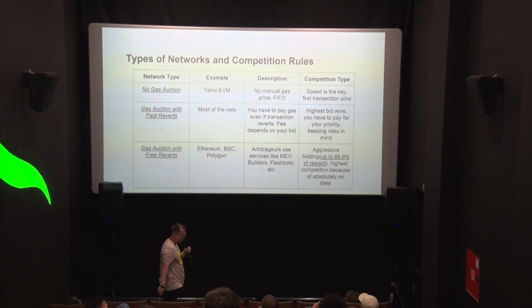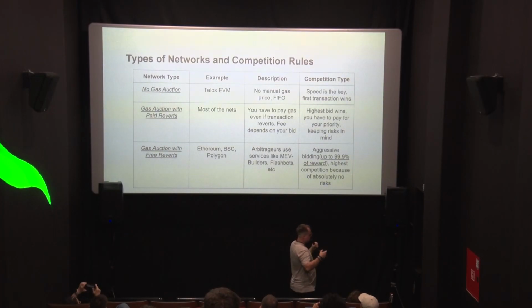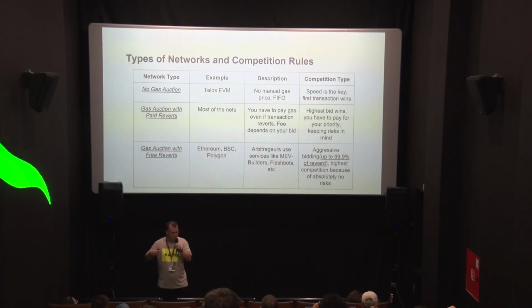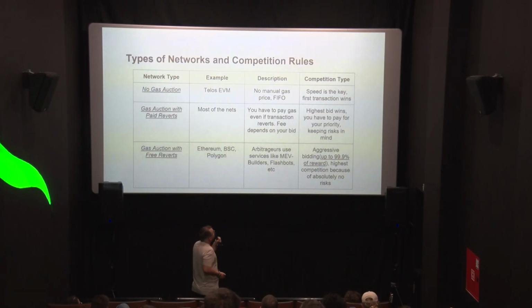So far we haven't discussed what happens when multiple traders submit their transactions that are going to exploit one opportunity. And basically, obviously, one of them wins and the rest get reverted and they pay the gas. But what determines the winner? And this depends on the network you're trading on. And I would classify these networks into three main types.